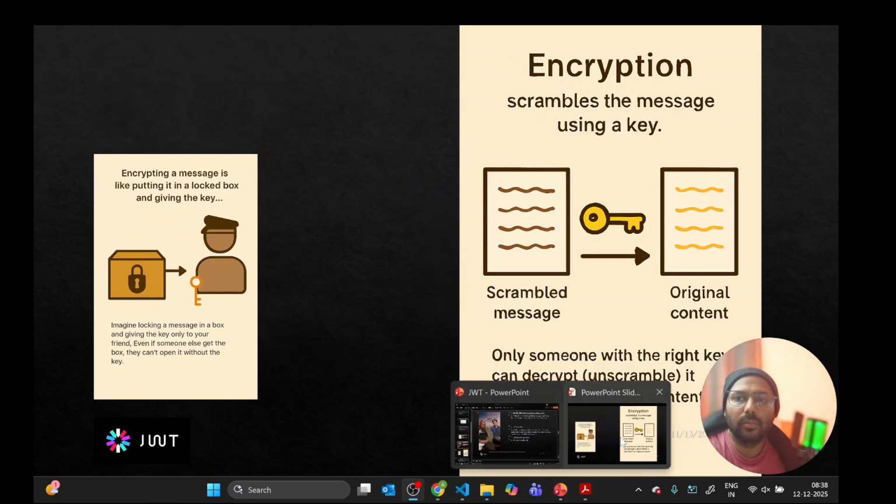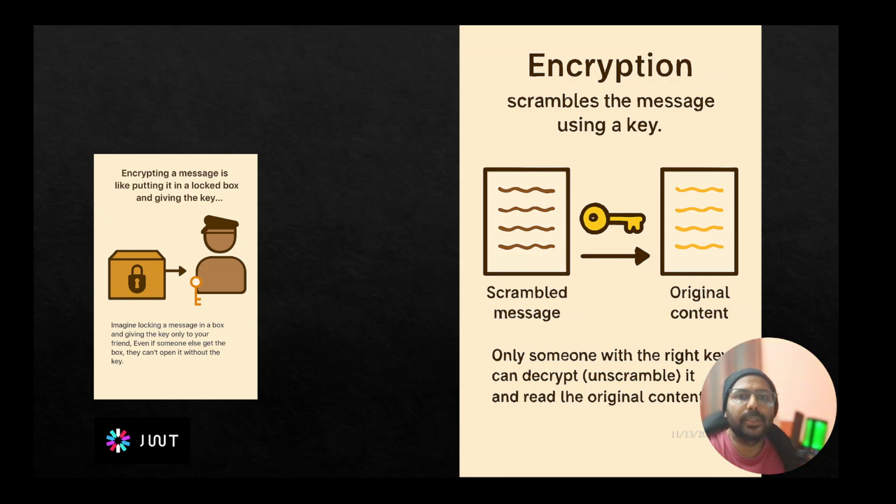Now the third aspect was encryption. Encryption is simply like a key. You have a secret message locked in a box, and whoever has the key can open that lock and read your encrypted token using that key. So that is encryption.